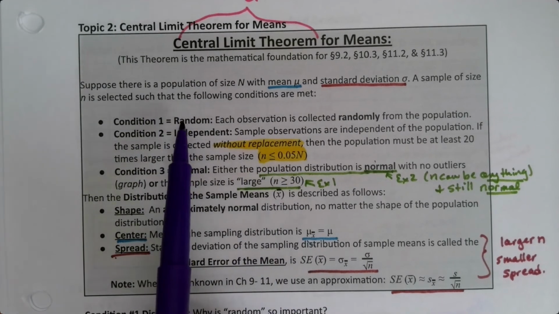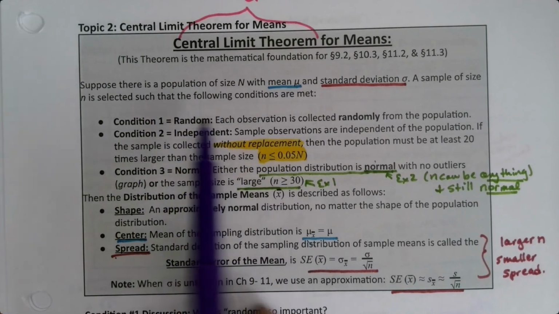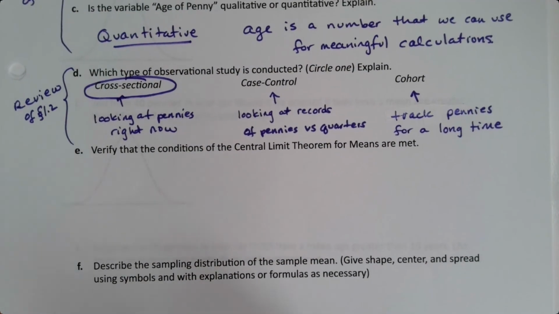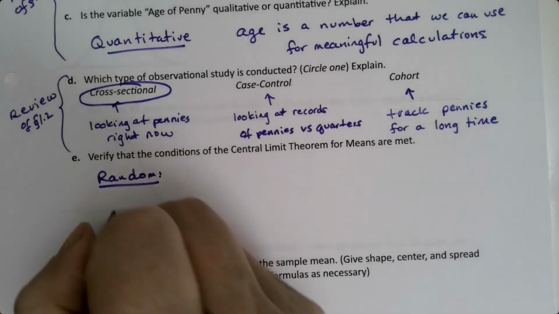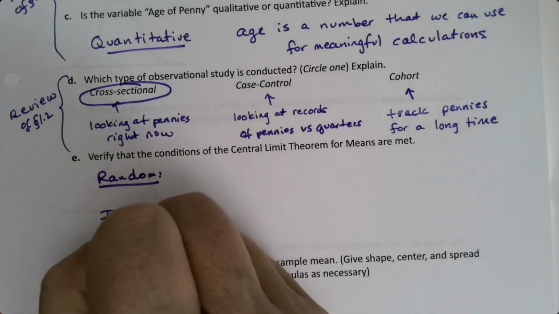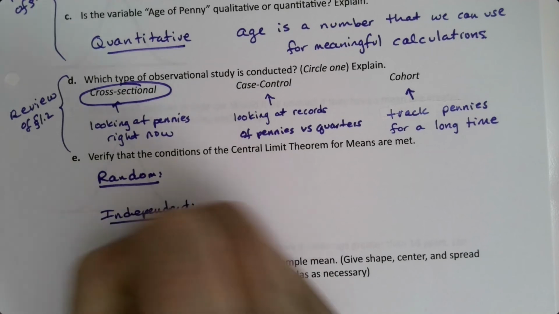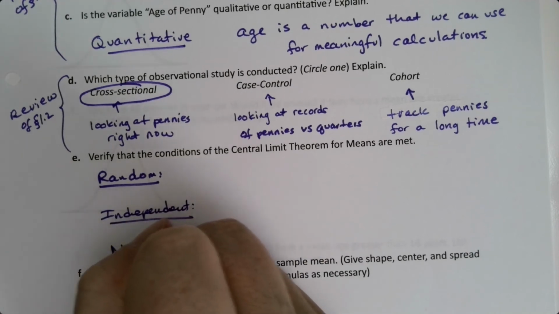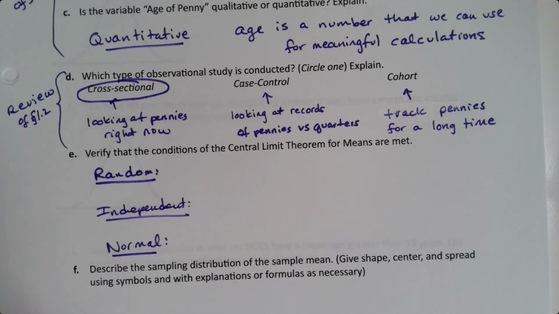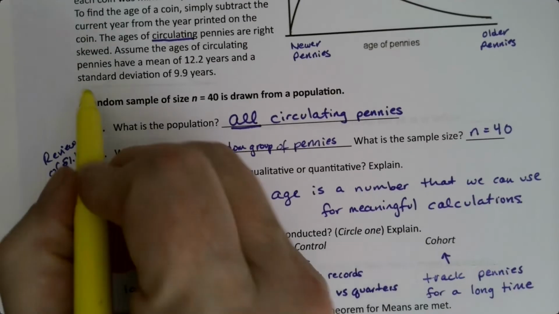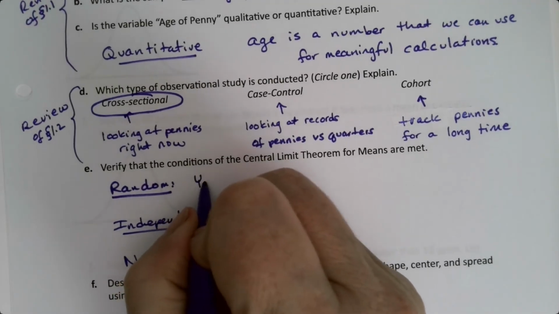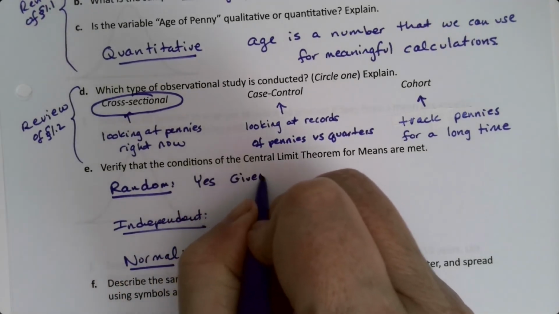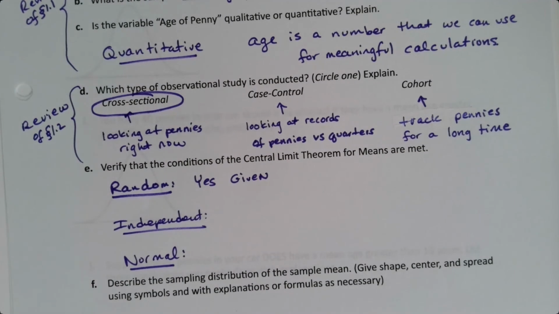All right, so the conditions are random, independent, and normal. Random is almost always given somewhere. So let me write this down. Random, independent, and normal. Random is real easy because it says right here that it's a random sample. So you can say, yes, it's given. Given means it's literally written in the problem that it is random.